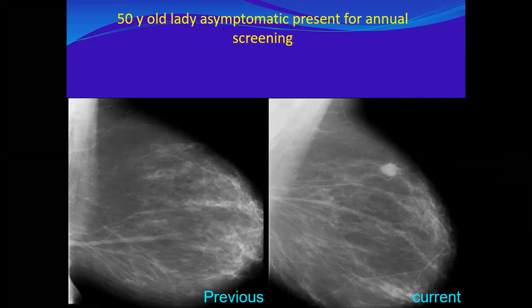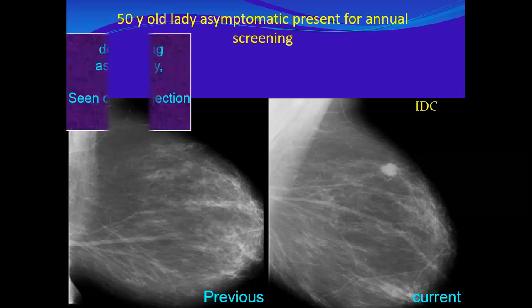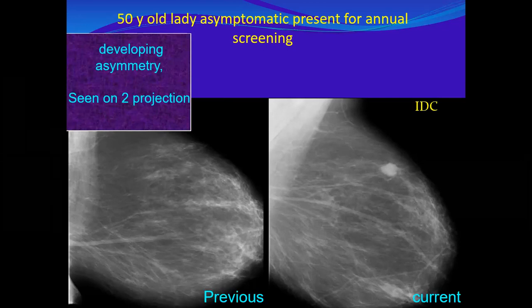It is obvious it has convex border densities, but it is new on interval. That is why we call it a developing asymmetry. You got it? Yes, it looks like a mass, but I'm not going to report it as that. I will report it as developing asymmetry and I will work it up. And it was invasive ductal carcinoma in this case.